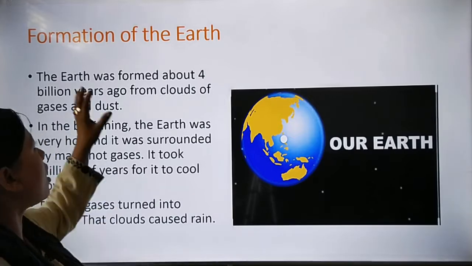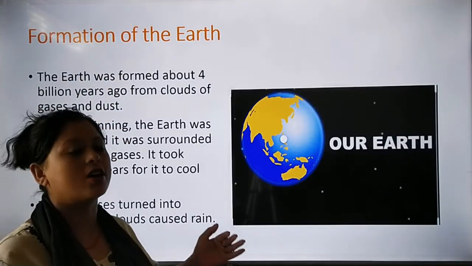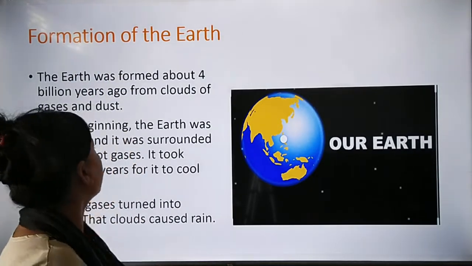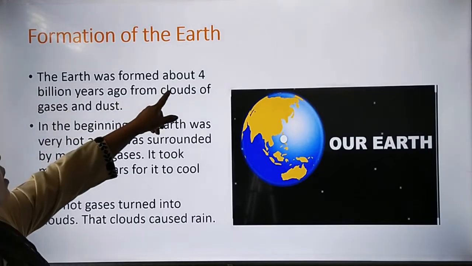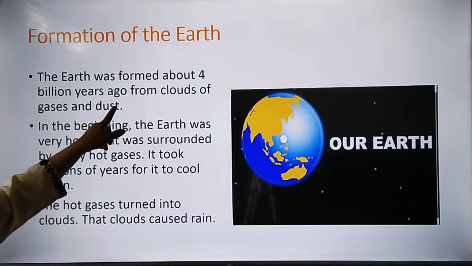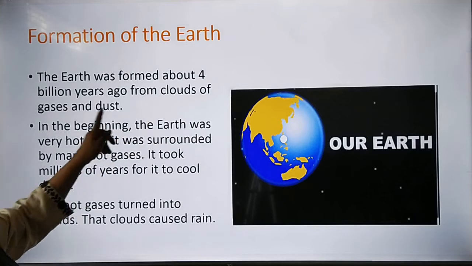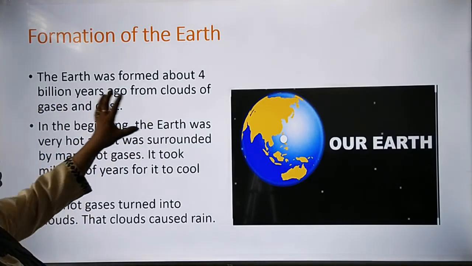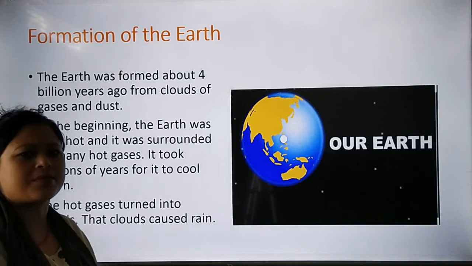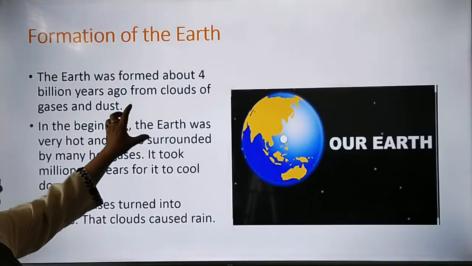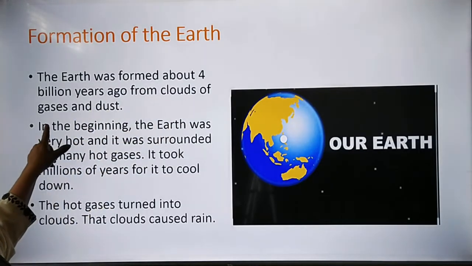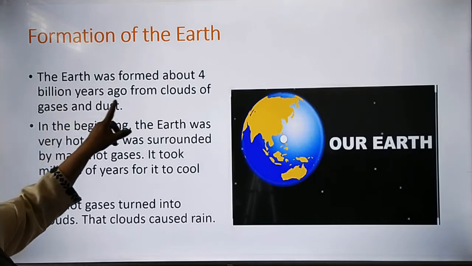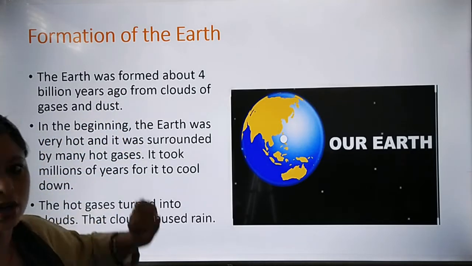Now formation of the Earth. So how was Earth formed? Let us learn. The Earth was formed about 4 billion years ago from clouds of gases and dust. So 4 billion years ago means many years ago. Earth was clouds of gases and dust.